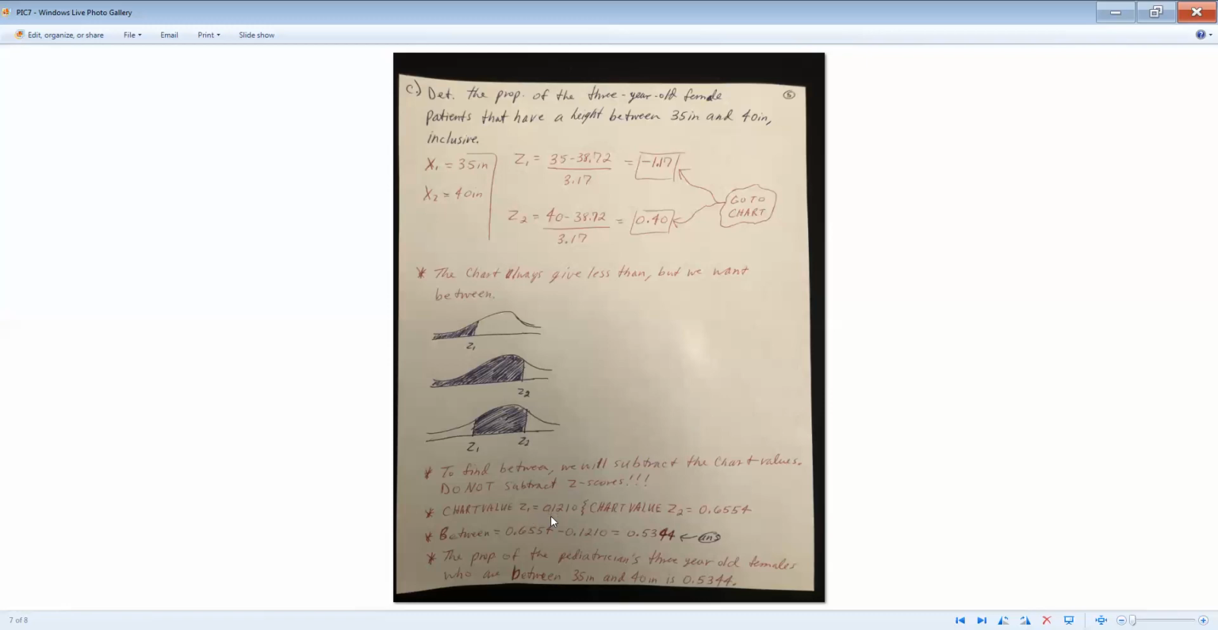So the first chart value is 0.1210. The second chart value is 0.6554. So we do 0.6554 minus 0.1210, and that gives us 0.5344 as our proportion. So in sentence form, the proportion of pediatricians' 3-year-old females who are between 35 and 40 inches is 0.5344.